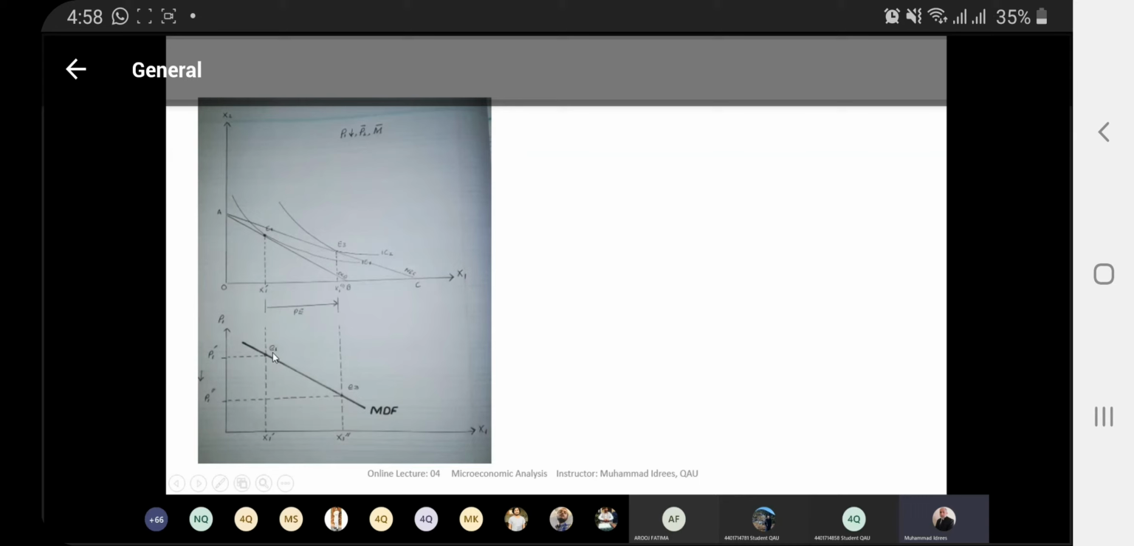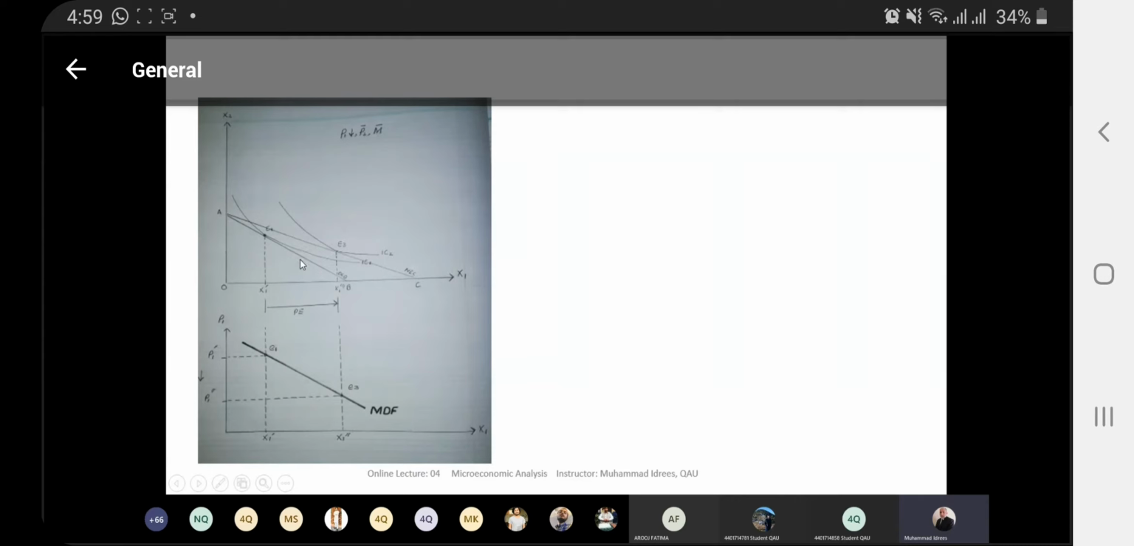x1 prime, so we got this point E1, small e1, and at second price P1 double prime, the demand is x1 double prime, and we got this point. So small e1 is exactly the same point as capital E1. Small e3 is exactly the same point as capital E3. The only difference is this, that we have changed the vertical axis.